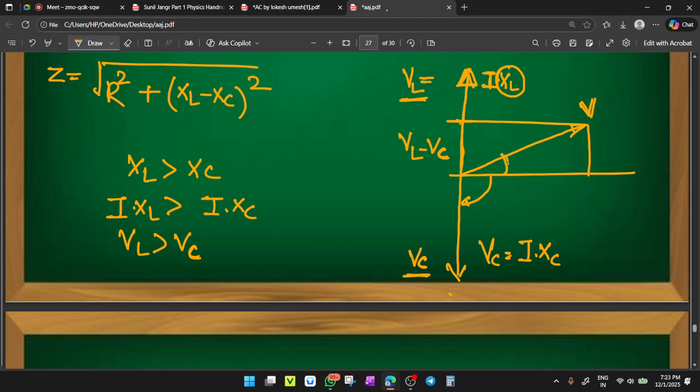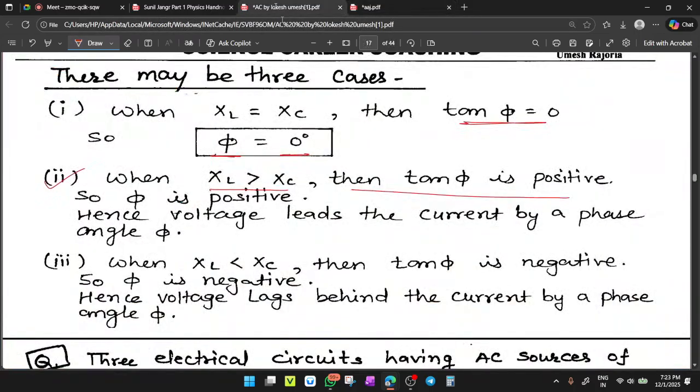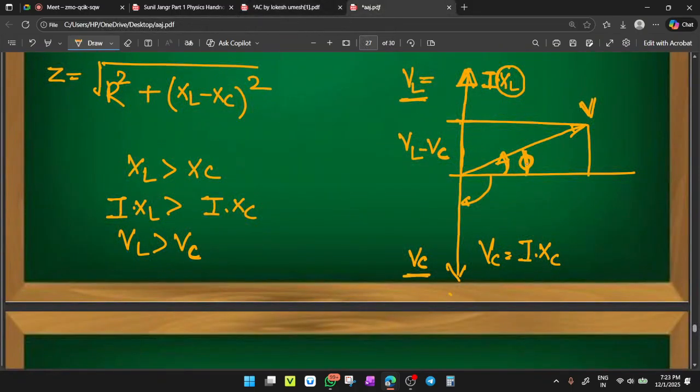This is V, and your phase angle is positive. Yes, correct. It is anti-clockwise, so an anti-clockwise angle will be taken as positive. So here the phase angle phi will be positive. Hence voltage leads the current by phase angle phi. Clear? You can see here that voltage is leading the current.